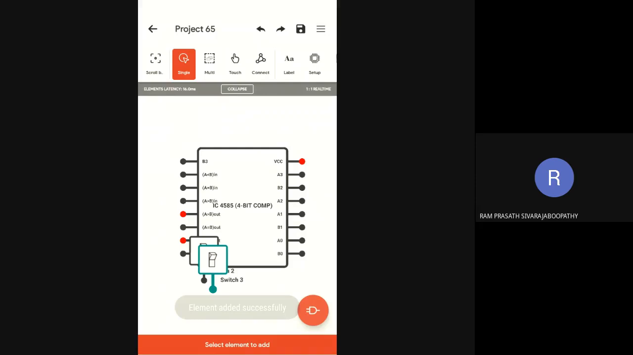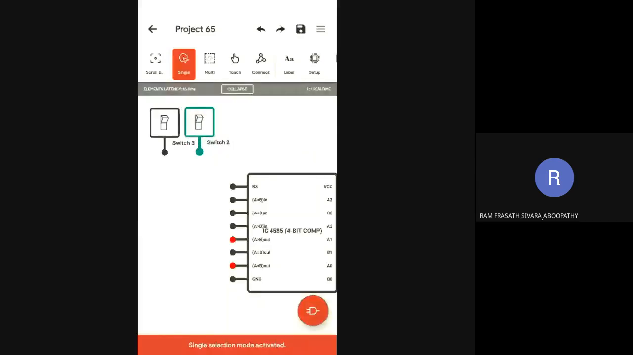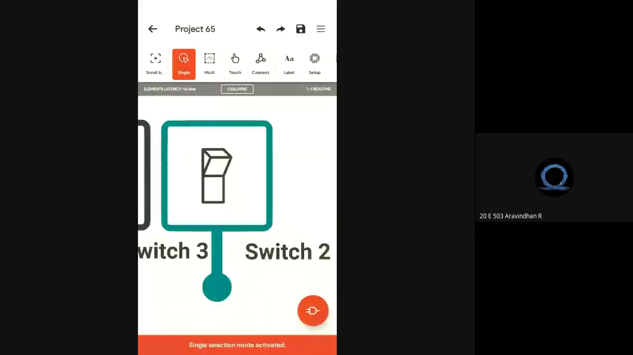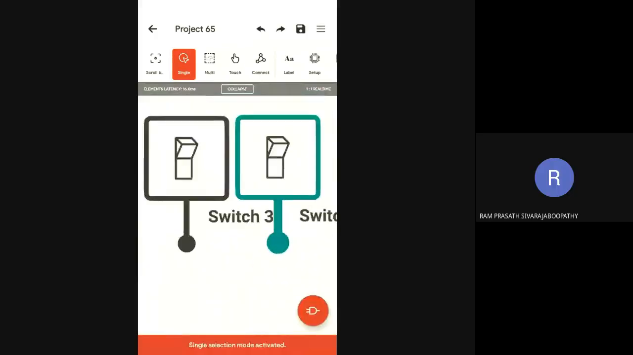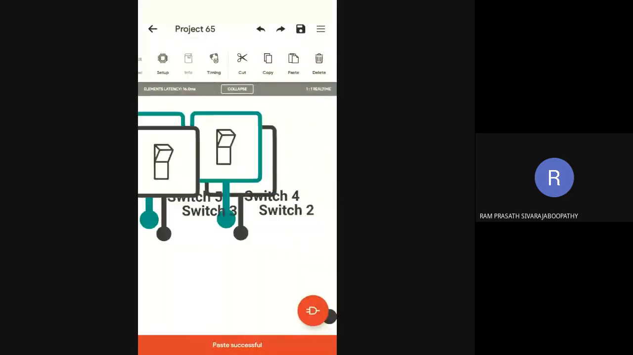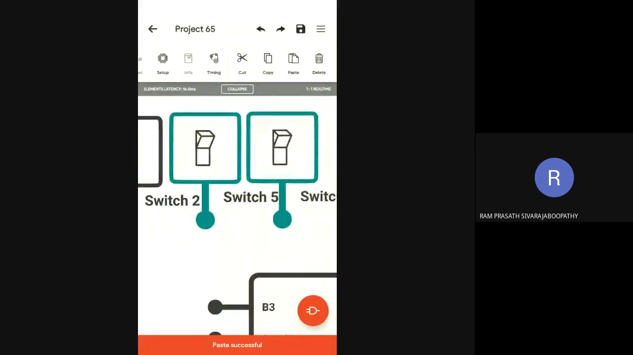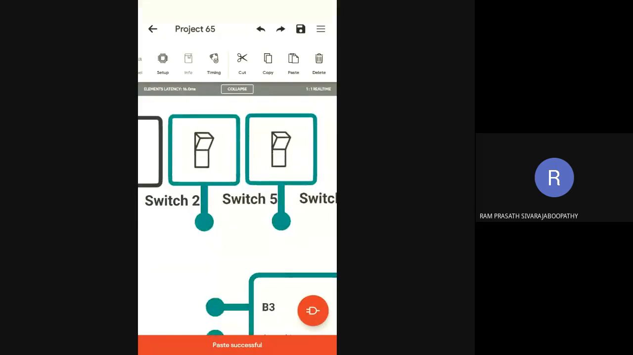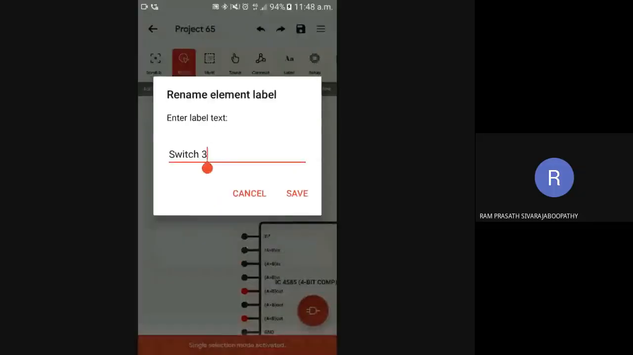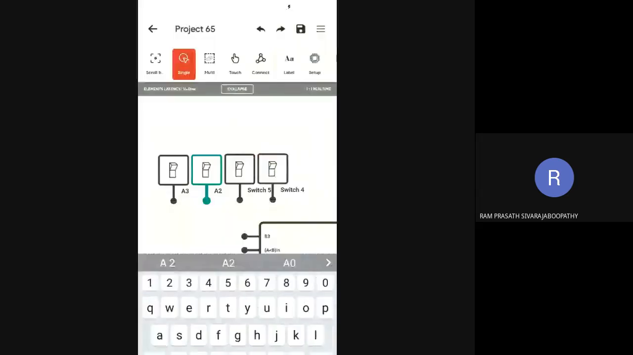So we'll arrange it. Copy, paste. So 4 switches I have arranged for data A. I'm going to name them A3, A2, A1.